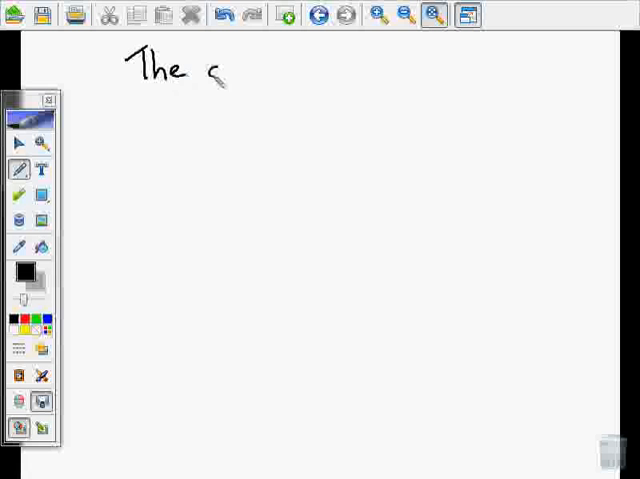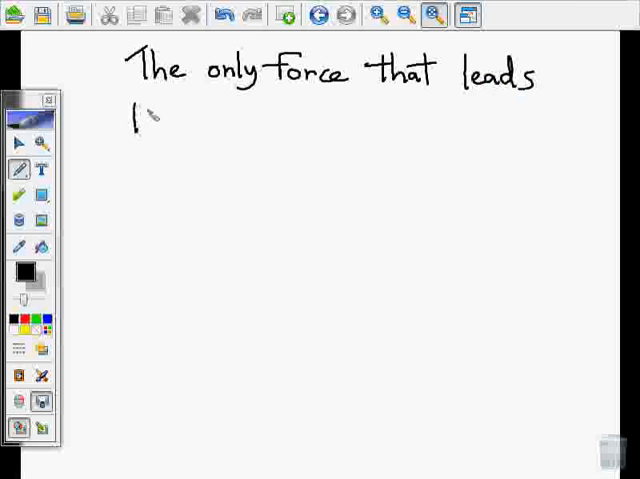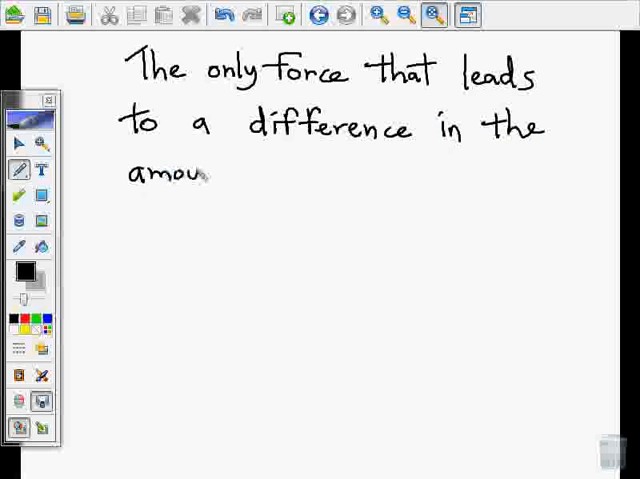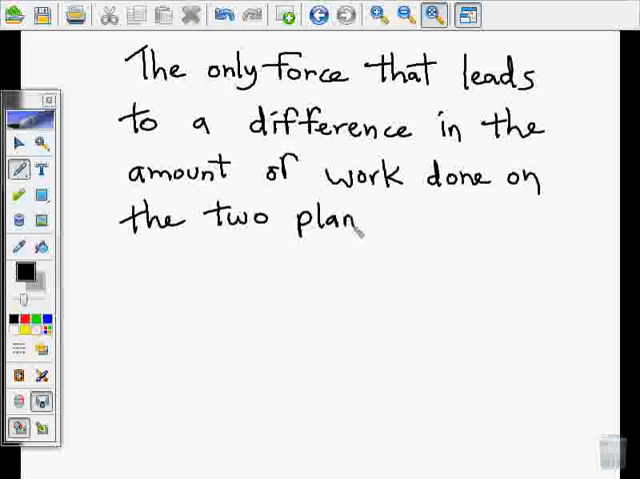So the only force that leads to a difference in the amount of work done on the two planes is the FG force.